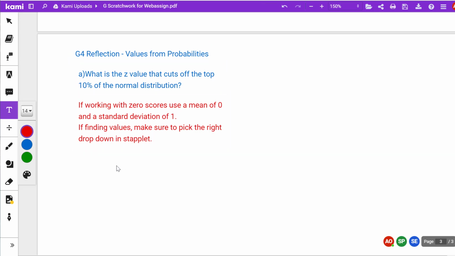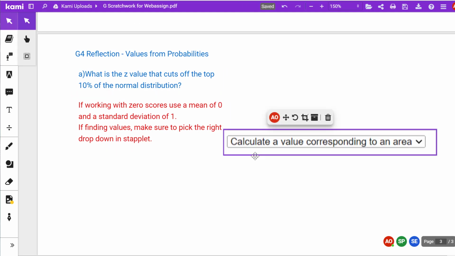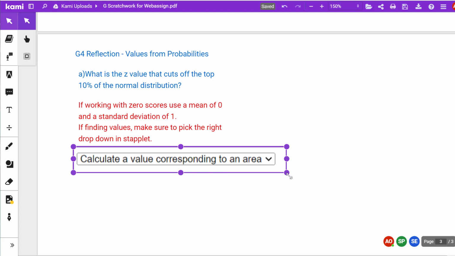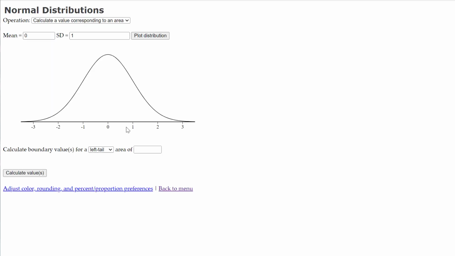So make sure, here, let me just paste it in here. So that's the option you want. All right. So top 10% of the distribution, how do we set it? So we want right area. So it's going to be right tail. And the area is 10%. So it's 0.10. Hit calculate value.